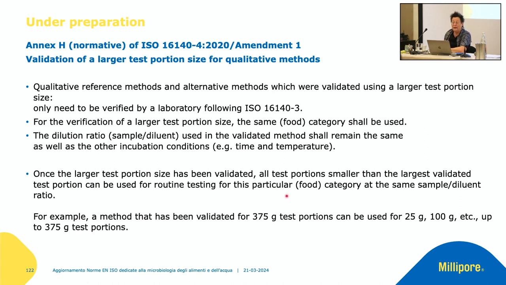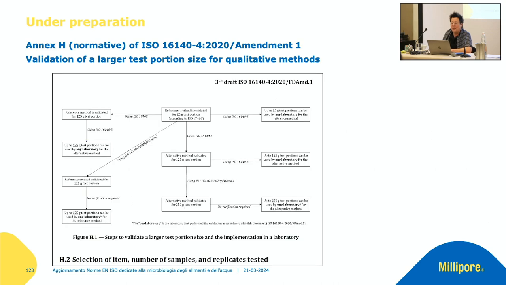And the good thing is, once the larger test portion has been validated in the reference method or alternative method, all smaller test portions can also be used. We have here a sample. But the problem is, what to do if you have no validation data? And there it is given only as a rough figure here. It's too small to see, I know.